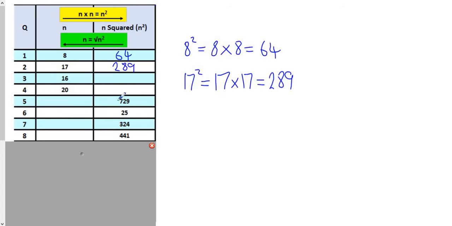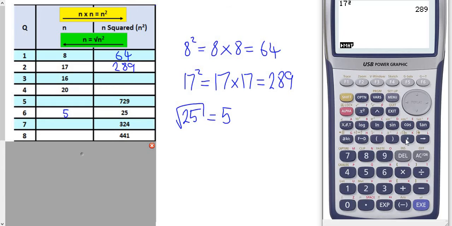Now for this one here, again, some of these you'll be able to do mentally, like 25, the square root of 25. And we're only looking at positives for this task, so positive square roots. And I'll go to a 5. So this answer here goes in as 5. Now, 729 is a bit higher, and again, that might be unfamiliar to you. So in this case, we go to our calculator.